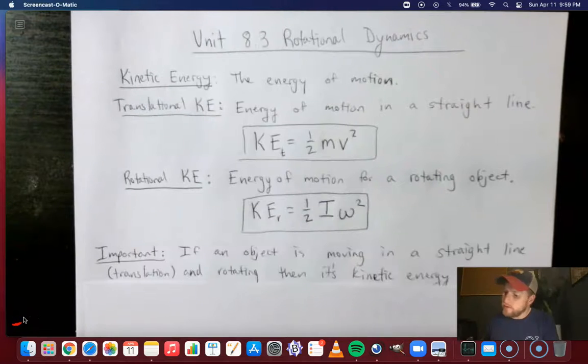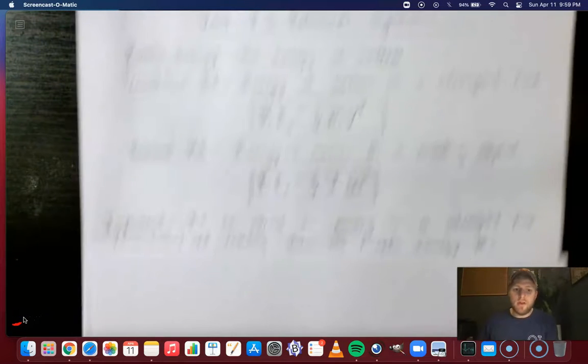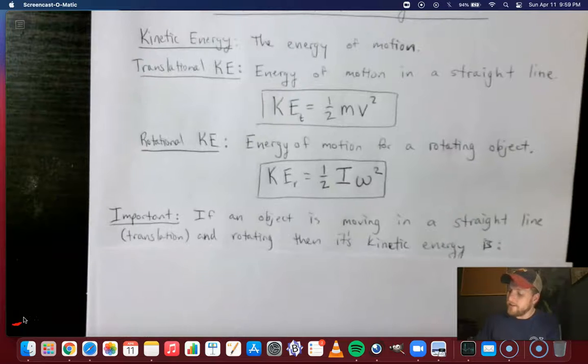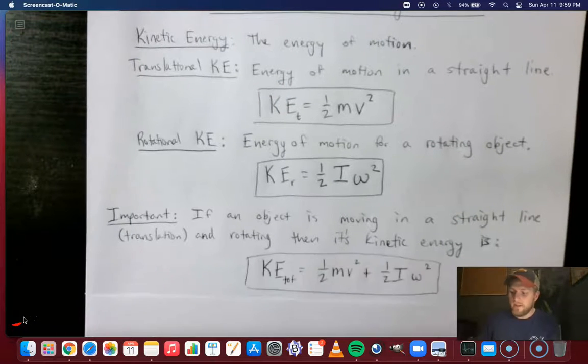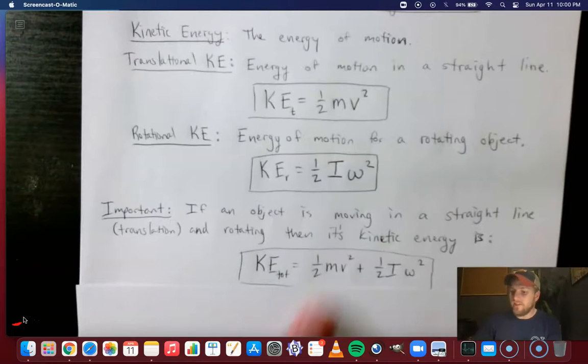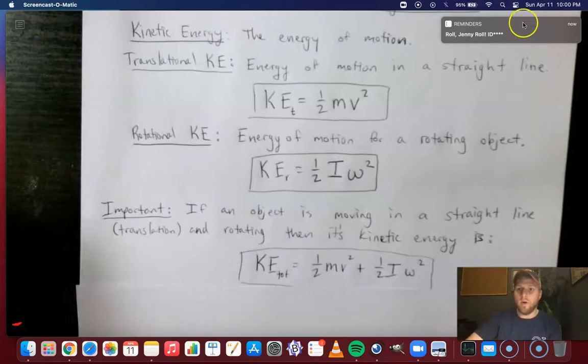Now, an important note: if an object is both moving in a straight line, which we would call translation, and it's rotating, then its kinetic energy is given like this. It's both the translational and the rotational kinetic energy. That's going to give you the total kinetic energy of the system. So for example, a person riding their bike down the street: those wheels have a little bit of rotational kinetic energy, while the entire system is translating as well.